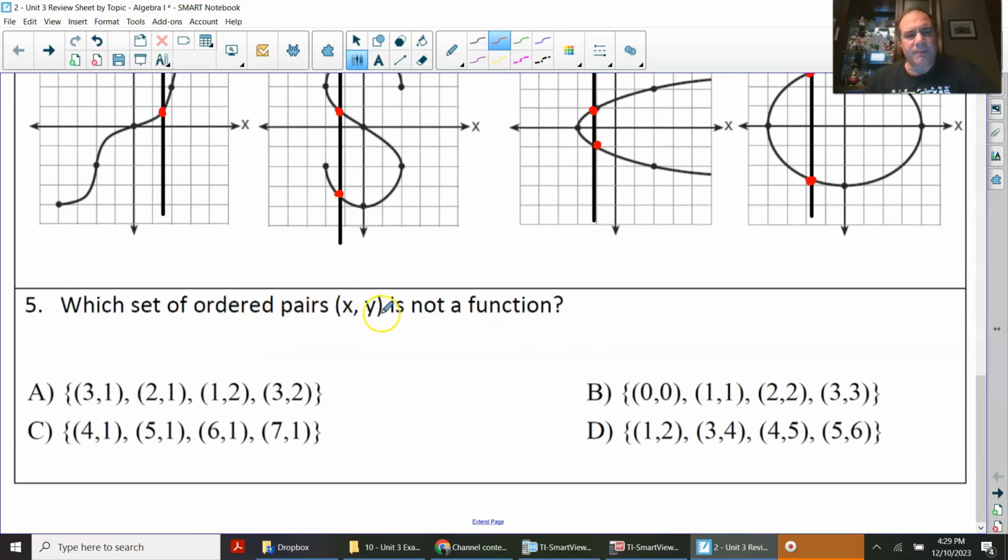Which set of ordered pairs x, y is not a function? So this one is not a function. There we go, right away. 3, 1 and 3, 2, not a function. If you just take a look at the rest of them, the x's do not repeat at all, and pretty easy to see that A is your function. You could cross off B, D, and C.